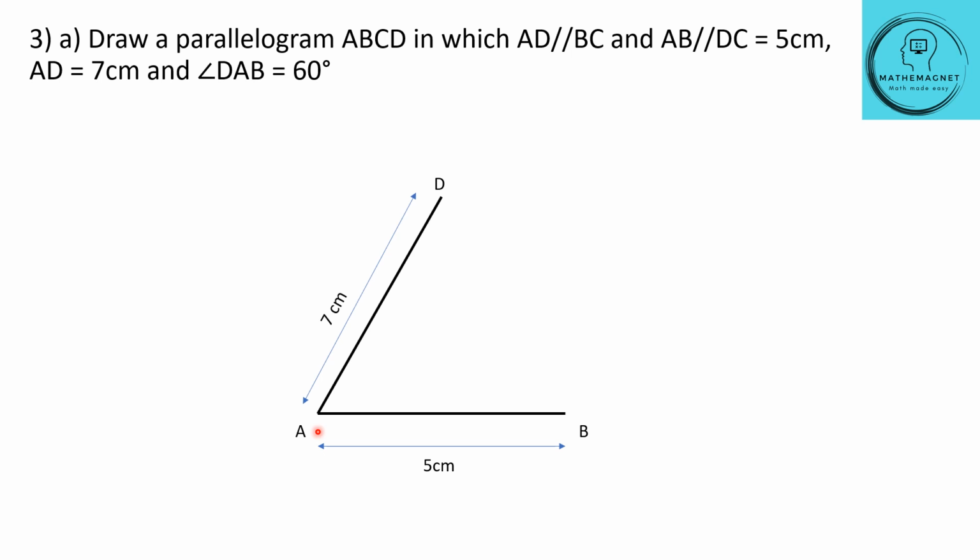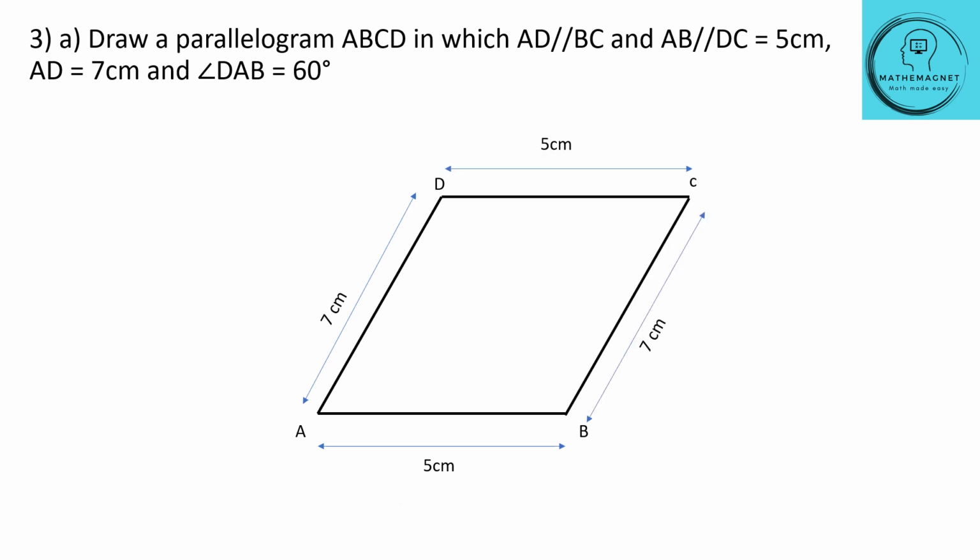Now we have got two sides of a parallelogram. Since the angle at A is 60 degrees, we will again measure the angle at D accordingly, that is 180 minus 60, and draw DC which measures 5 centimeters as given in the question. And then we can simply join B and C to form our parallelogram. The final parallelogram for the given measurements will look like this.